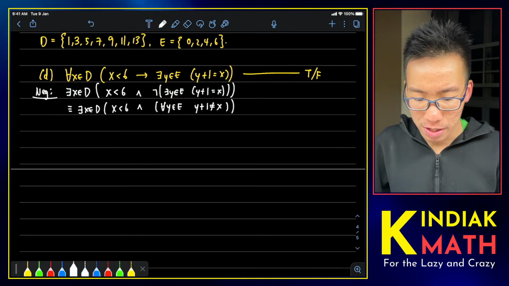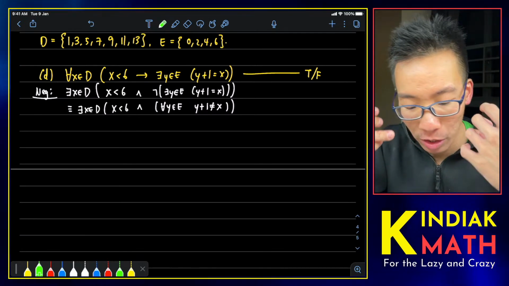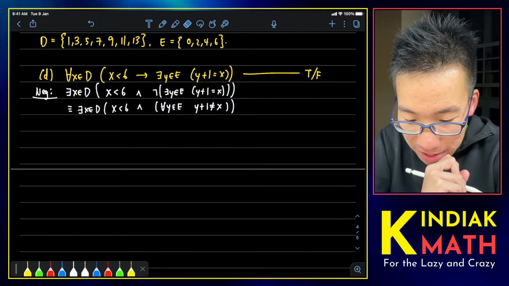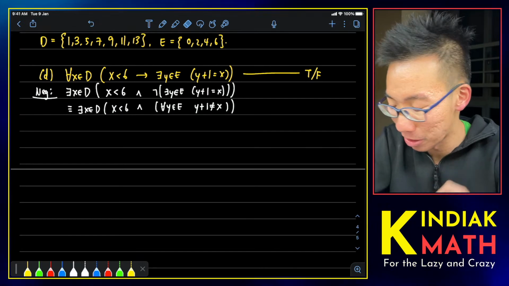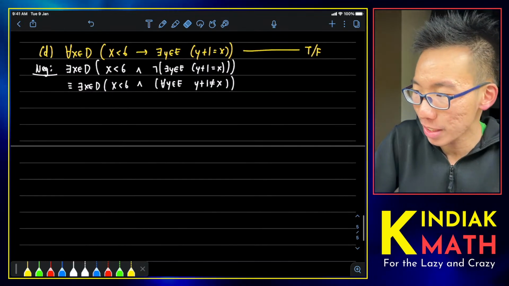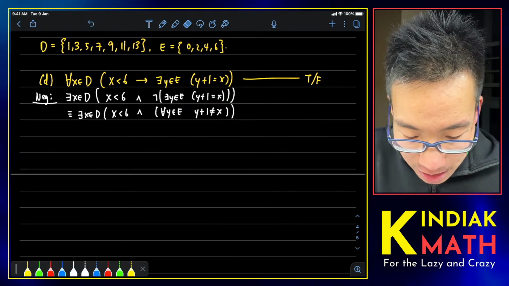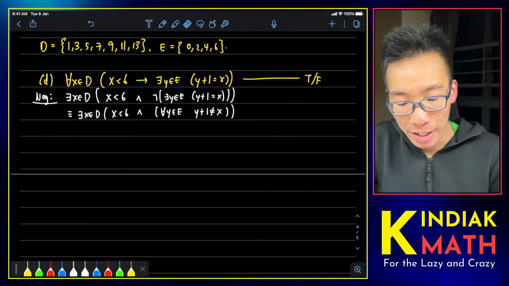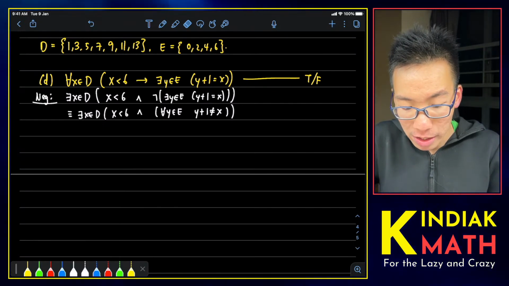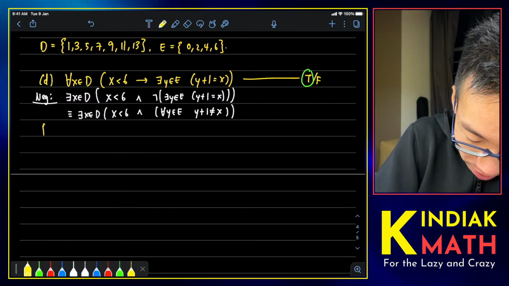I think the original statement is true this time around. And the reason why, well, wait, I think x in D. Oh, x in D. Okay, we need to be very careful here. Let's check, did I prove it correctly? Okay, x in D. So for any x in D, if x is smaller than 6, then we can find y such that y plus 1 equals 6. Well, I think that's true.